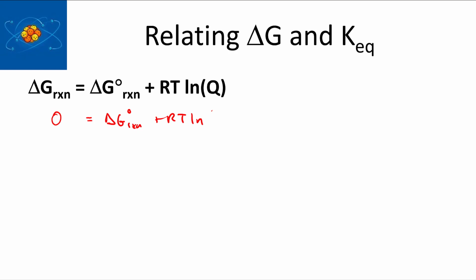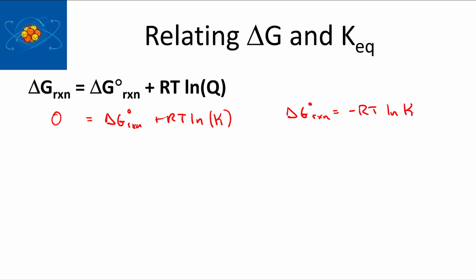And then instead of putting Q there, you can put in K, because the system will be at equilibrium. And then this can be rearranged to be delta G of the reaction is equal to minus RT ln of K.